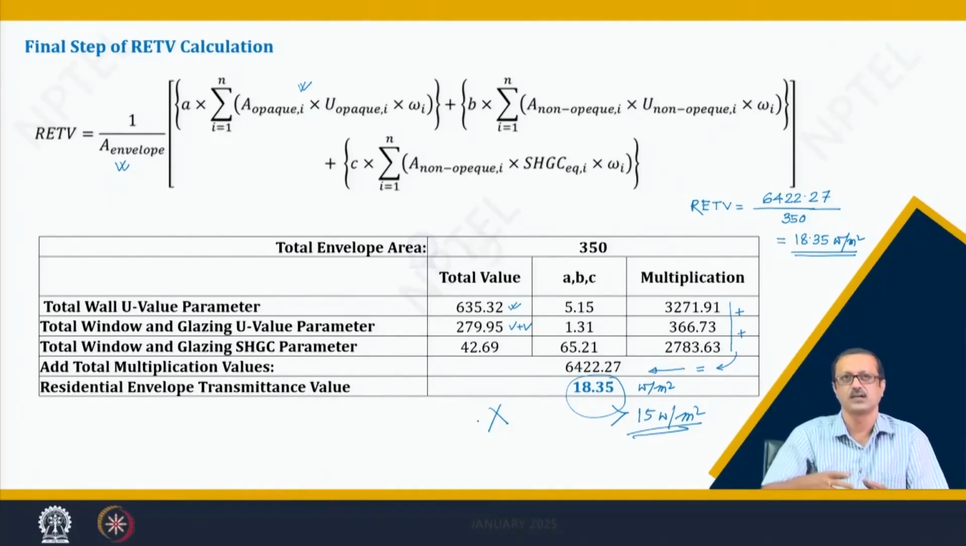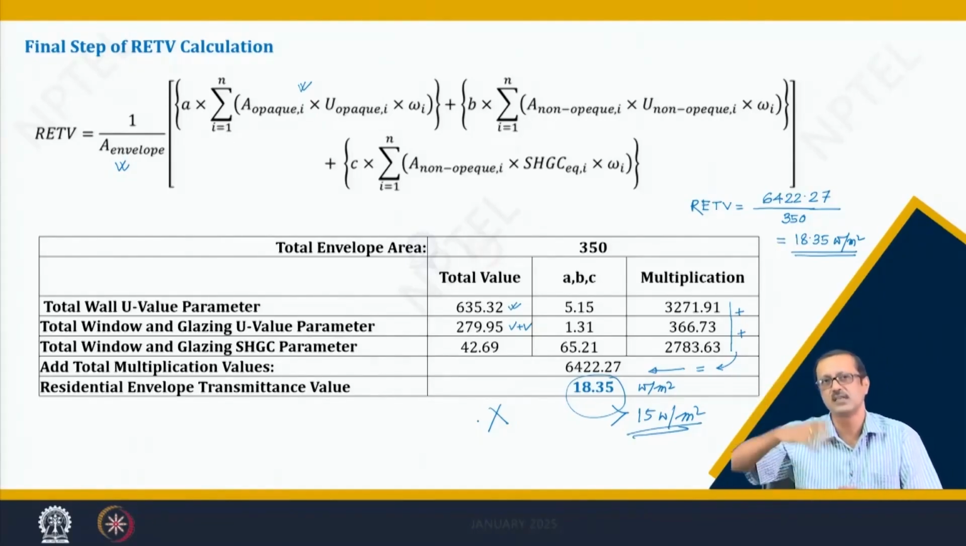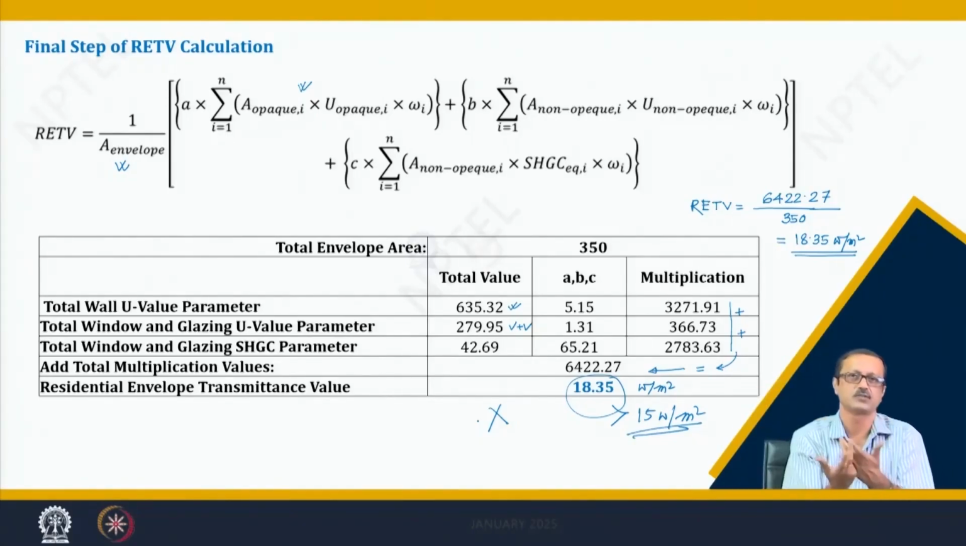So, if all the 5 floors are similar in nature from the elevation point of view, or your envelope parameter point of view, the geometry of the envelope or the material parameter from that point of view, it is good to calculate only for the one floor, and that will remain as the RETV value for your whole building.